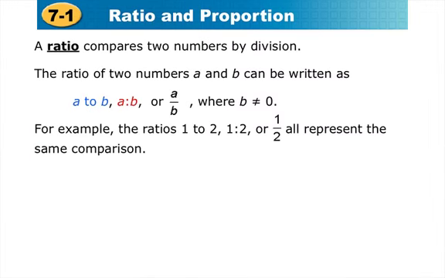Here's the definition of ratio. A ratio compares two numbers by division. You saw this in pre-algebra. The ratio of two numbers a and b can be written as a to b, a colon b, or a over b, and we're using the fraction symbol. And of course, we cannot have b equals 0, otherwise you have undefined.